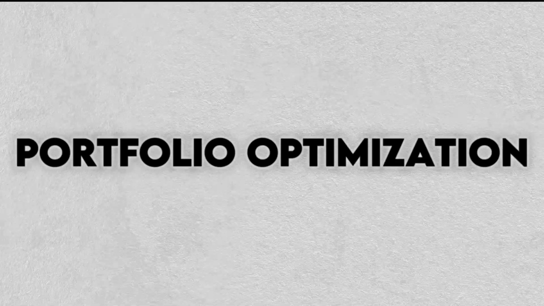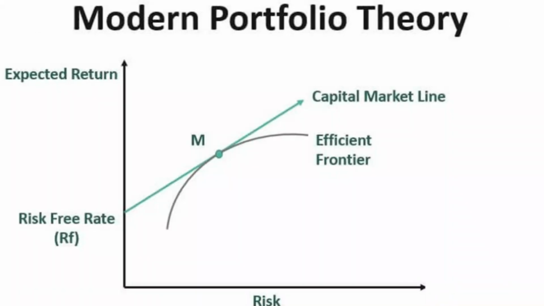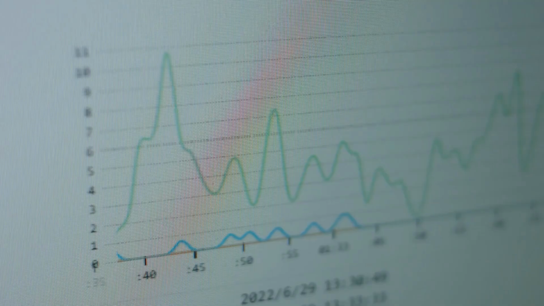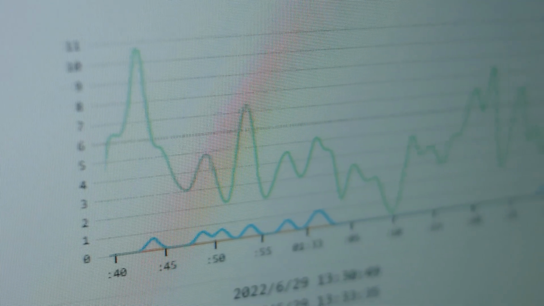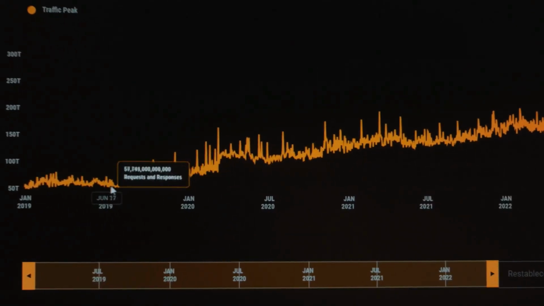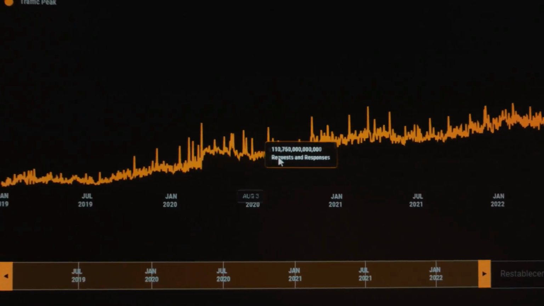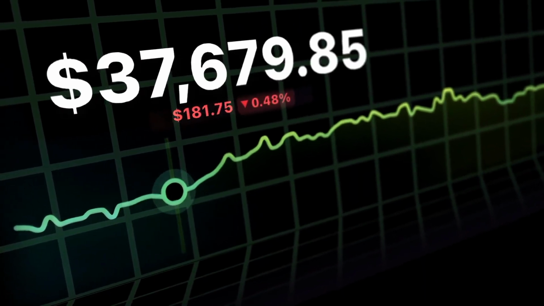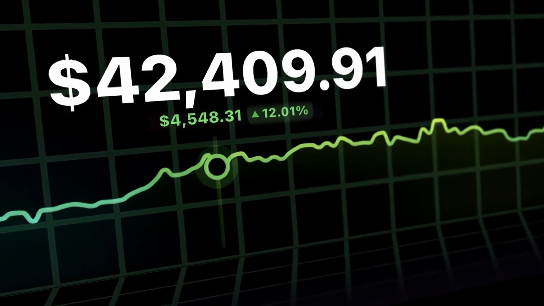Portfolio optimization. The modern portfolio theory, MPT, and its extensions, like the Black-Litterman model, use quantitative techniques to optimize the balance between risk and return. By analyzing historical data, these models calculate expected returns and the covariance between assets to construct portfolios that minimize risk while maximizing returns.